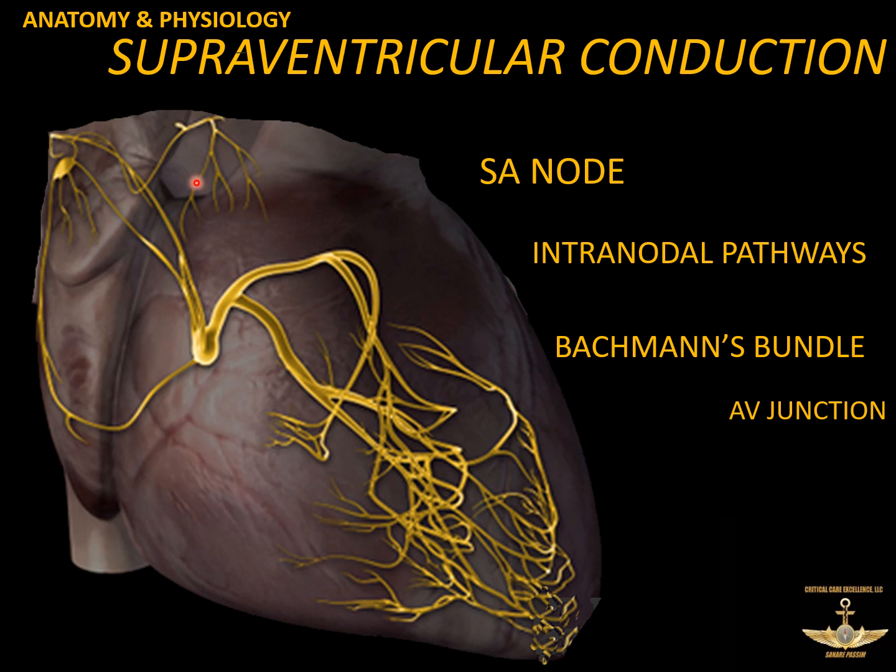And this is what we look at up here with our SA node, our intranodal pathways, which will bring electricity from the SA node down eventually to the AV junction. Bachmann's bundle is over here. That's going to innervate the left atrium to make sure that electricity spreads out across the atria at the same speed. And synchronicity is everything when you talk about electricity in the heart.